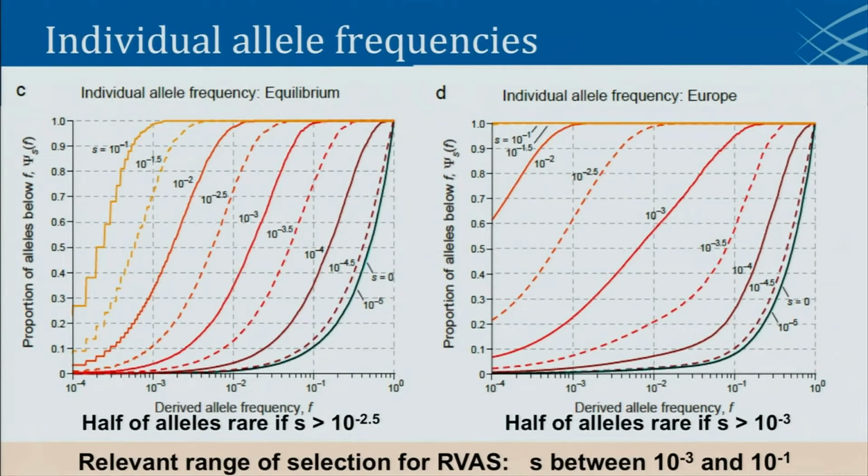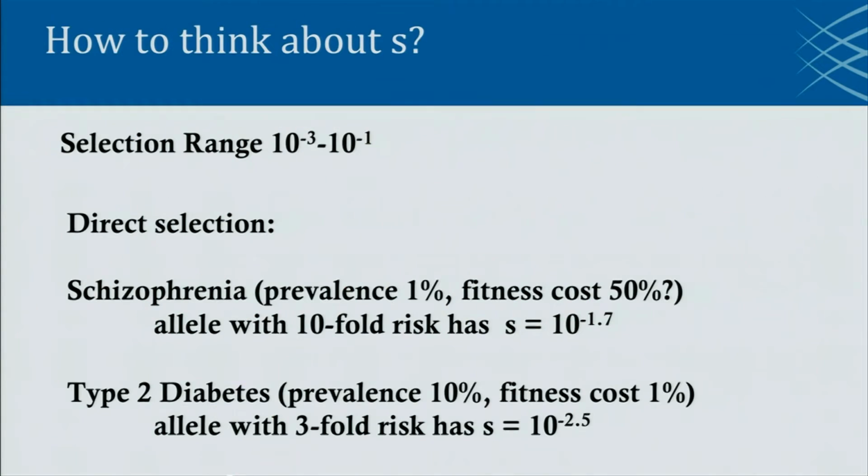And you can get an estimate of maybe a fitness cost of around 50%, give or take. It's kind of difficult to measure perfectly, but that's maybe what we get. So if you've got a really big effect size, a 10-fold risk, that's going to have a really monstrous S, right? So this 1.7 S, that's a really big S.